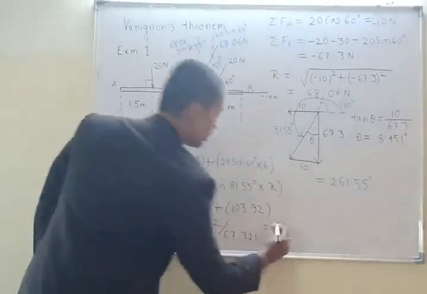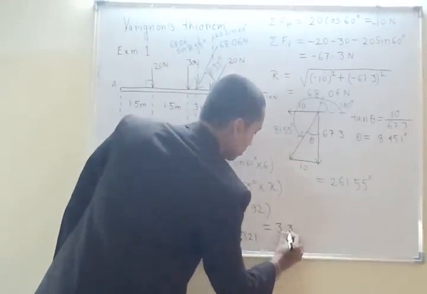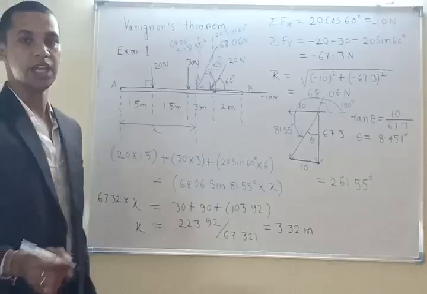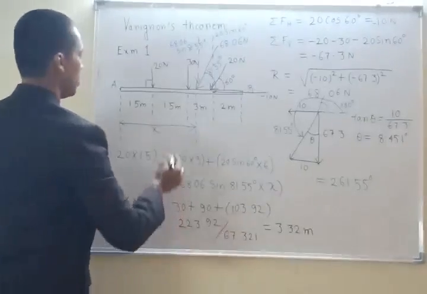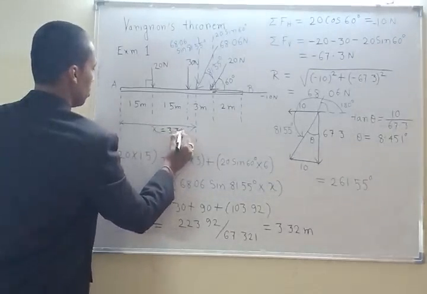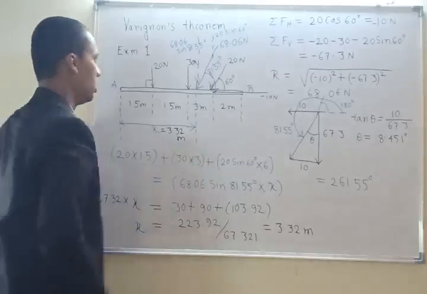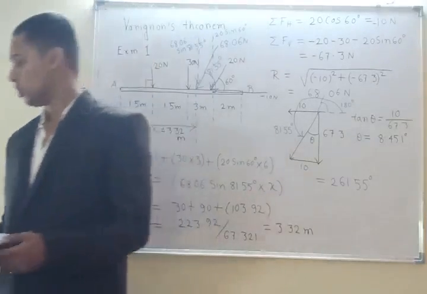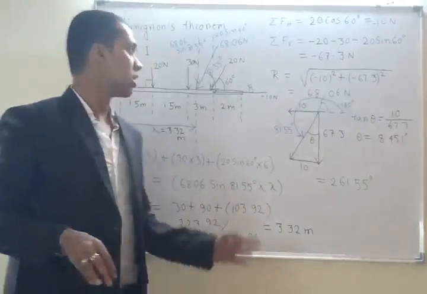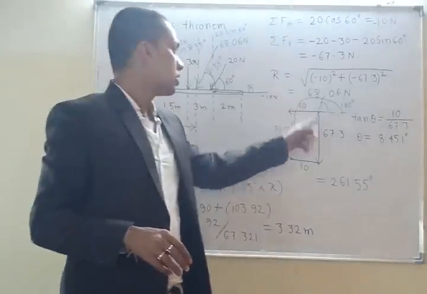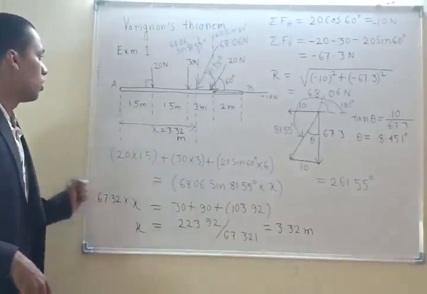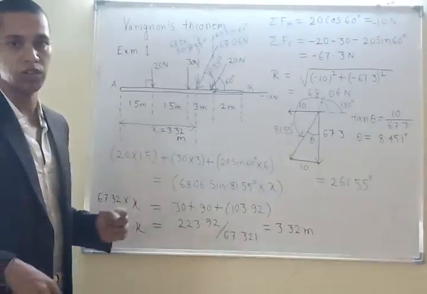The answer is 3.32 meter. 3.32 meter from A. So this x is equal to 3.32 meter. Okay. So now with Varignon's theorem we have found the location of the resultant. So now everything is known: what is the resultant, at what angle it is acting, and what is the distance of the location of the resultant. Okay.